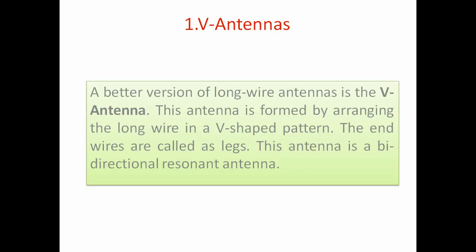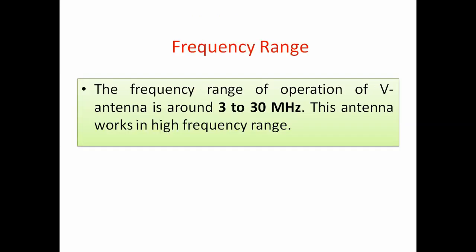Today we will see the V antenna. This is a new type of antenna and a better version of the long wire antenna. This antenna is formed by arranging the long wire in a V-shaped pattern, and the end wires are called legs. It is a bidirectional resonant antenna. The frequency range of operation of the V antenna is around 3 to 30 megahertz, and this antenna works in the high frequency range.